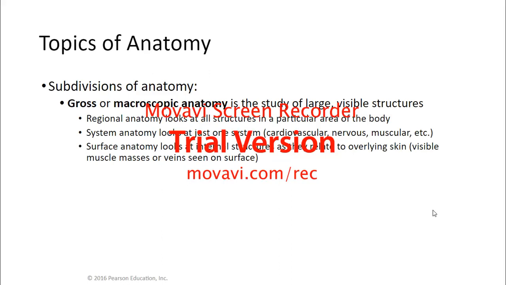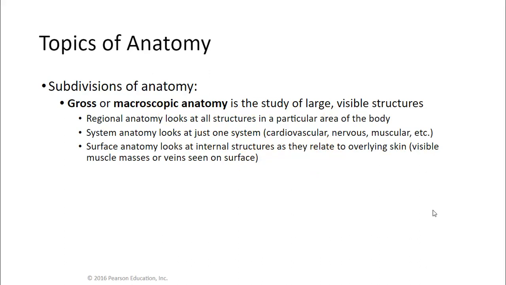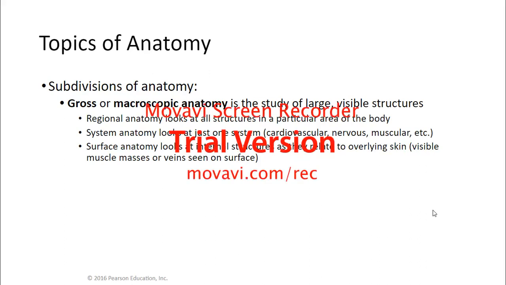You can also study regional anatomy, where you look at structures in a particular area of the body; system anatomy, the cardiovascular system, the nervous system, muscular system, etc.; and you also look at surface anatomy, internal structures as they relate to overlying skin.